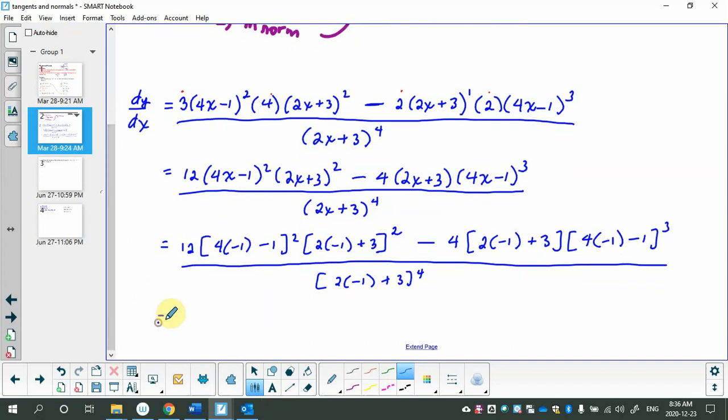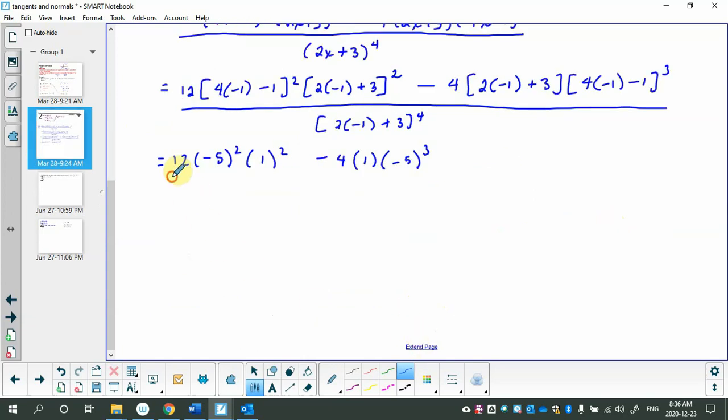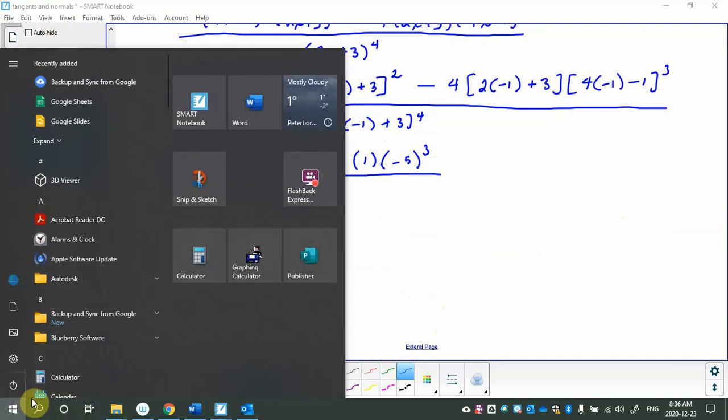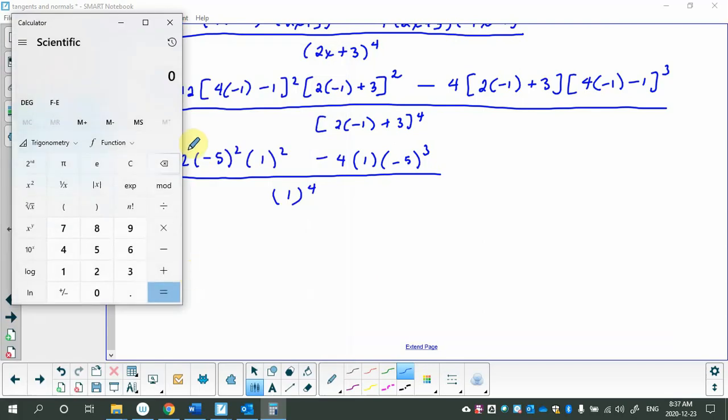So I'm going to do some of this in my head. 4 times negative 1 is negative 4 minus 1 is negative 5 squared. 2 times negative 1 is negative 2 plus 3 is 1 squared. Minus 4, there's 2 times negative 1 again, which is negative 2 plus 3 is 1, not squared. This is the negative 5, this time to the 3. And then over, that's negative 2 plus 3 is 1 to the 4. So I'm going to take out the calculator to do this, even though I could probably do it by scratching away on the side. This is just easier. So 12 times negative 5 squared is 25 times 1, which is itself, so that's 300.